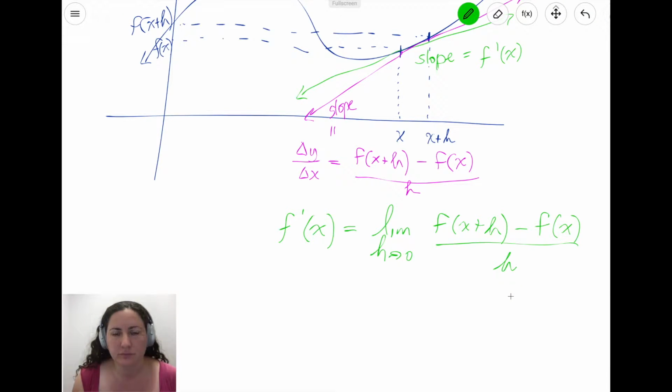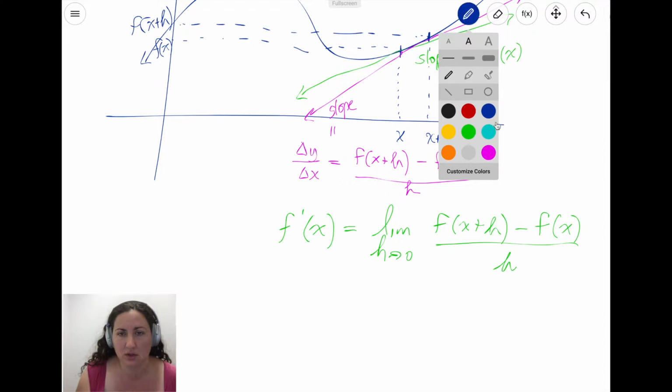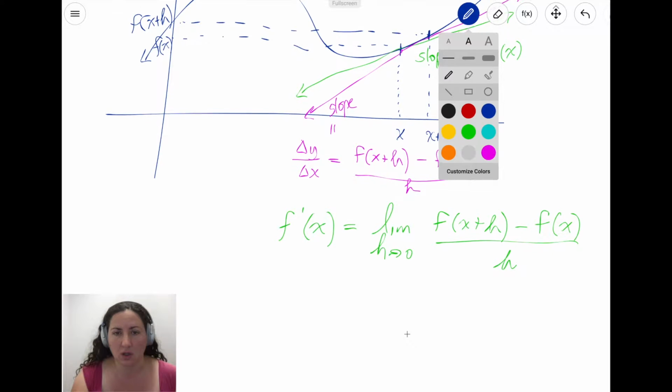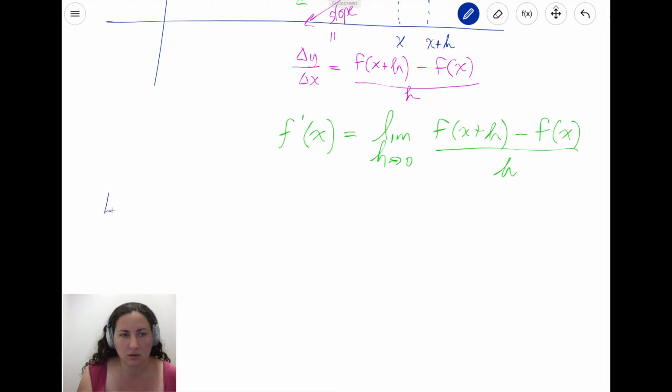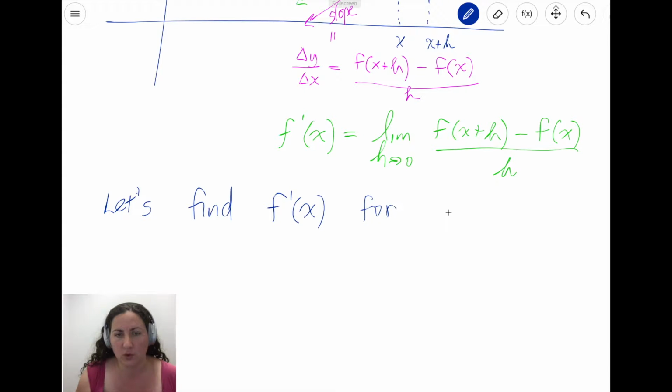Now, let's actually see it in action. Let's use this definition to find the derivative of functions that we know. So let's find f prime of x using this definition for the function f of x equals x squared. So we'll use the definition.